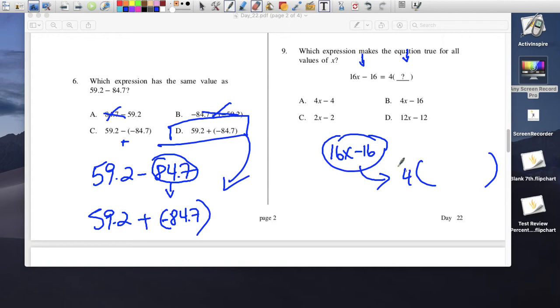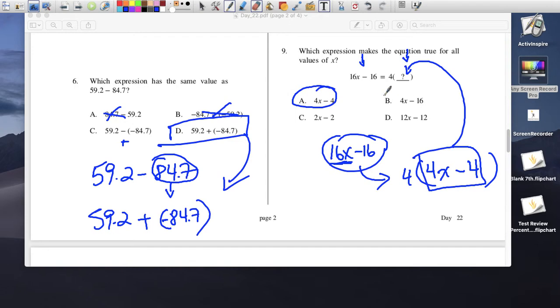So if I pull out the 4, times what gives me 16? Well, times 4, and don't forget the x. Minus, and 4 times what gives me 16? Which is 4. So is there anything that looks like this? Because I have to put this in here. And we have letter A. It's the only one that makes sense, right?